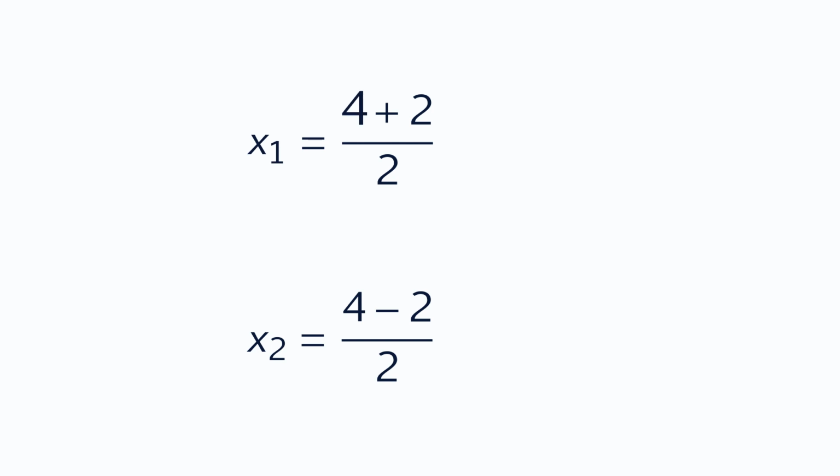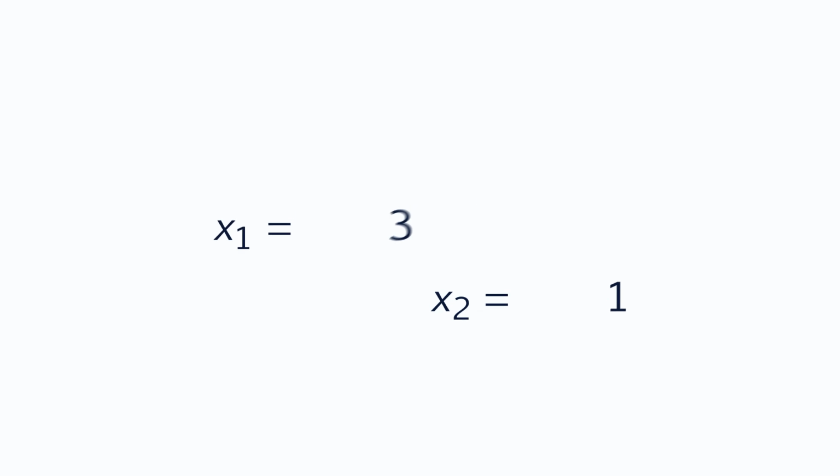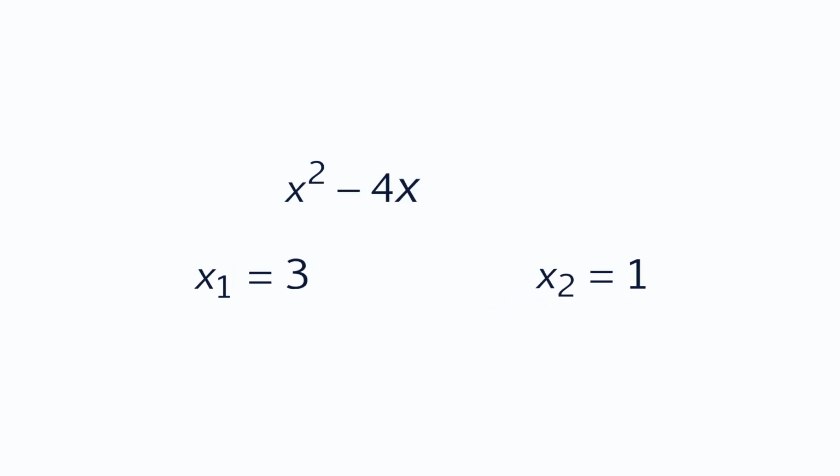x1 equals 4 plus 2 divided by 2, which is 6 divided by 2, giving the answer 3. And x2 equals 4 minus 2 divided by 2, which is 2 divided by 2, giving the answer 1. This means that the quadratic equation x squared minus 4x plus 3 equals 0 has the two solutions x1 equals 3 and x2 equals 1.